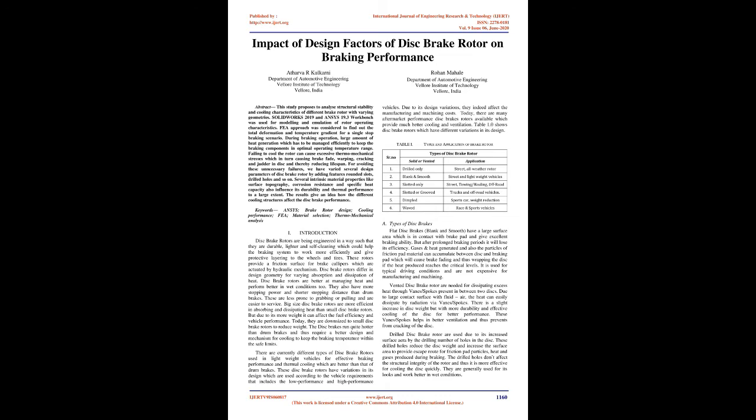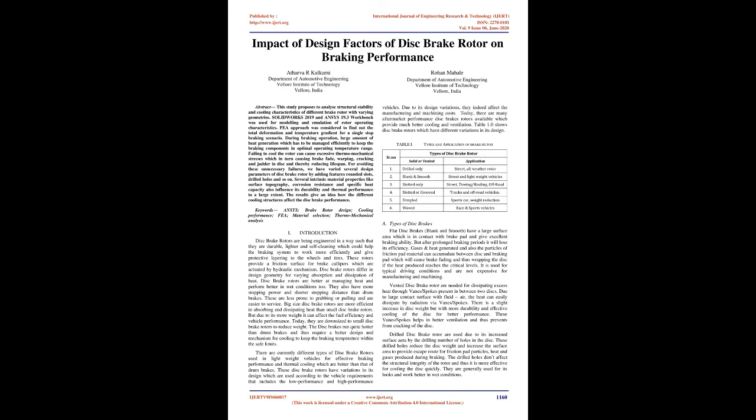They also have more stopping power and shorter stopping distance than drum brakes. These are less prone to grabbing or pulling and are easier to service. Big size disc brake rotors are more efficient in absorbing and dissipating heat than small disc brake rotors. But due to their more weight, they can affect the fuel efficiency and vehicle performance. Today, they are downsized to small disc brake rotors to reduce weight.